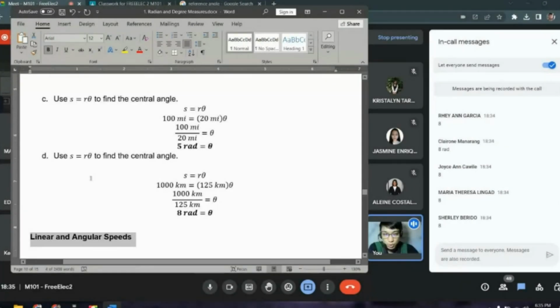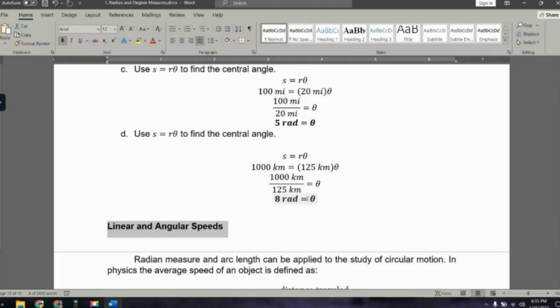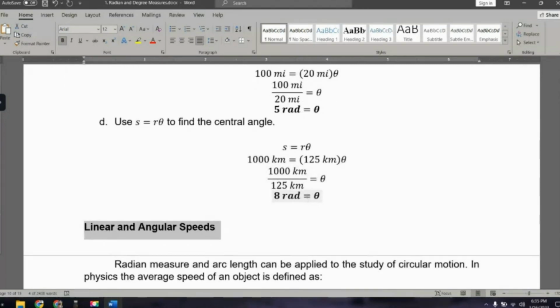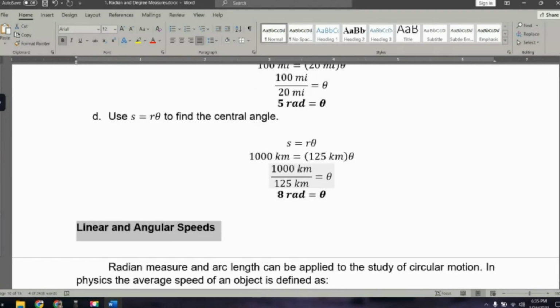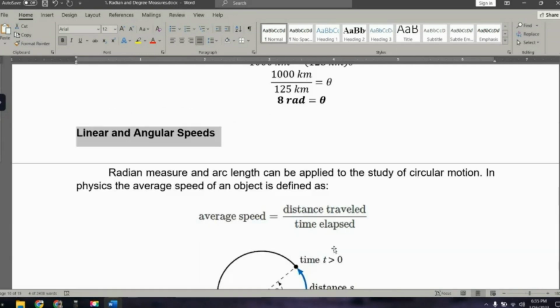Linear speed and angular speed. Define muna natin si linear and angular, no? Radian measure and arc length can be applied to the study of circular motion, or to the study of circular motion.